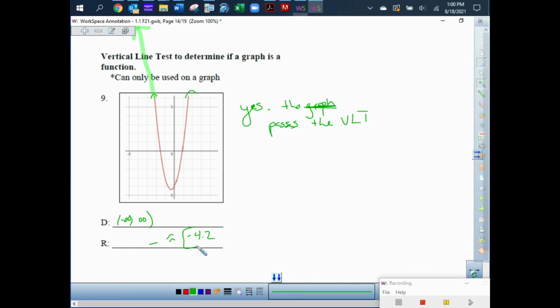And if I go up, is it still touching? My straight edge still touching the graph? Still touching the graph? I'll go all the way up. Would my straight edge still be touching the graph? So it would go to positive infinity.